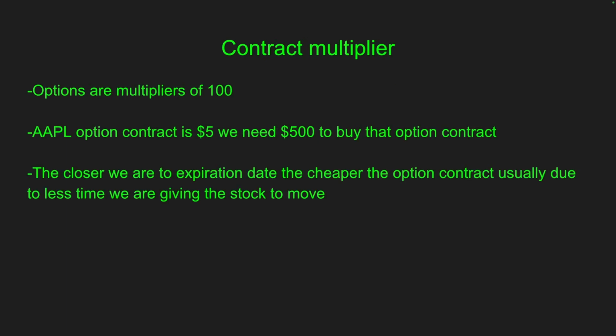Now, the multiplier: a single share of stock with a price of $100 can be purchased with $100 in cash. Options are a bit different. If Apple's option is listed at $5, we need $500 to buy that one contract. The closer we are to the expiration date of the contract, the cheaper the option will be to buy, due to less time we're giving the stock to move up or down.